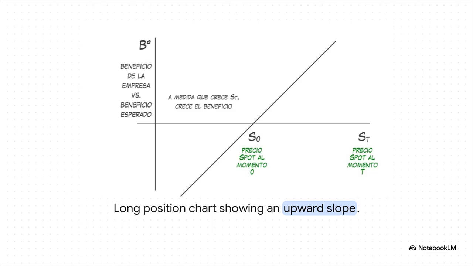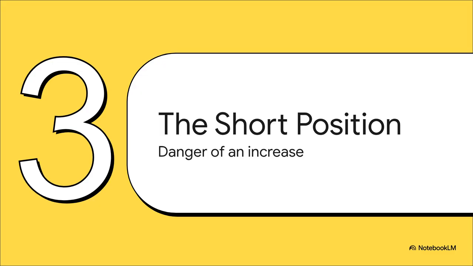That upward slope right there, that is the universal signature of a long position. Section 3, understanding the short position, or the danger of an increase. Let's pivot symmetrically to the exact opposite scenario to see what happens when an increase in a market variable actually threatens your organization's financial health.